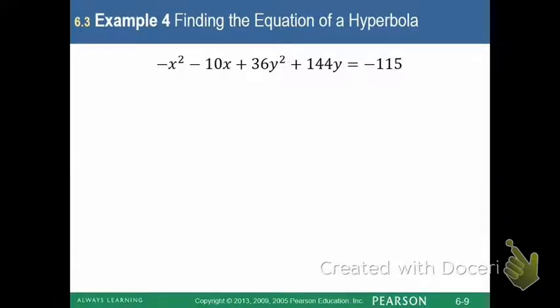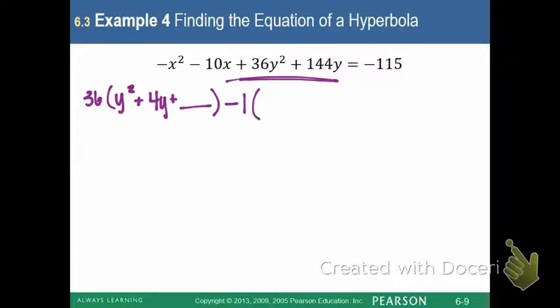So all I mean by that is I'm going to write the y's first, and then I'm going to write the x's. So I'm going to start with the y's. I'm going to take out that 36 and move that out in front. So I'll have y squared plus 4y plus blank. Here I'm just going to take out a negative 1 for the x's. So I'll have the negative 1, and then I'll have x squared plus 10x plus blank, and then equals the negative 115 that's already over there.